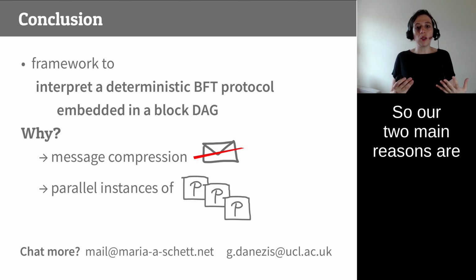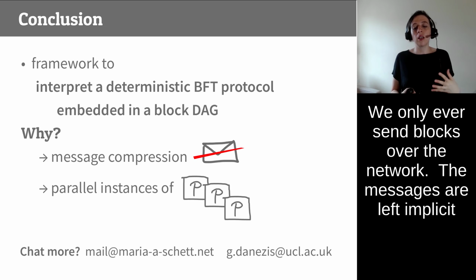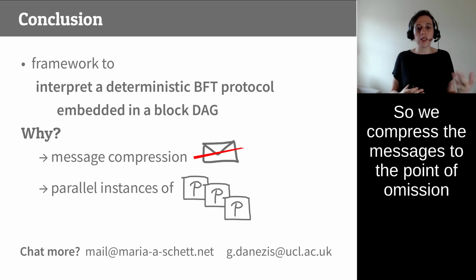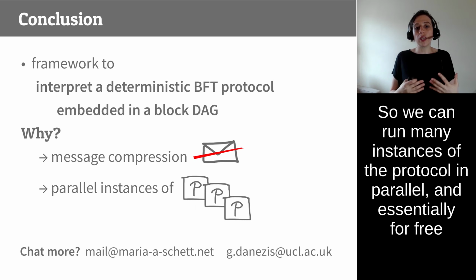So two main reasons are: one, we saw that we saved messages from actually being sent. We only ever send blocks over the network. The messages are left implicit, embedded in the block DAG. So we compress the messages to the point of omission. Second, we have one or even more protocol instances per block. So we can run many instances of the protocol in parallel, and essentially for free.